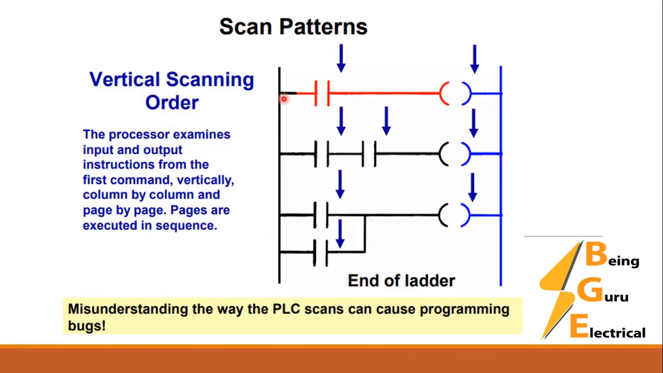Now vertical. In the vertical scan pattern, the program is executed column wise. First this column is executed, then this column is executed, and then this column is executed. It is done by page. So first page, this is executed, then this is executed, and then next page, then start again from here.